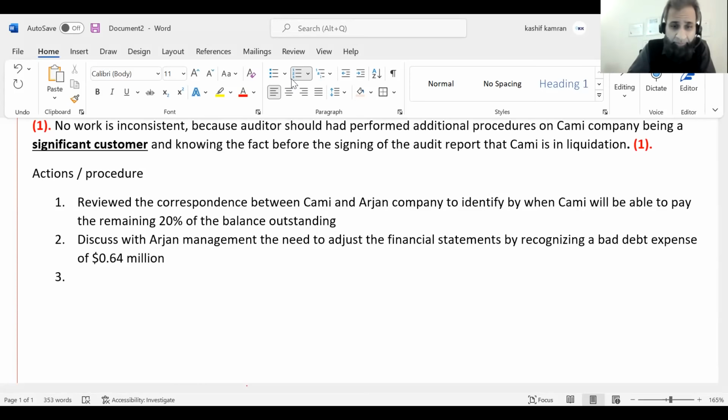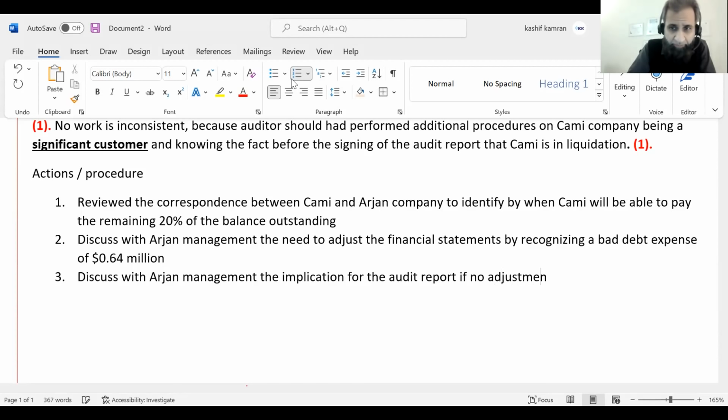Discuss with Urgent management the implication for the audit report if no adjustment is made, as the matter is material to the financial statements. This is another action, right? You're telling management that there will be an implication on the audit report if adjustment is not made, as the matter is material to the financial statements. This is another action.